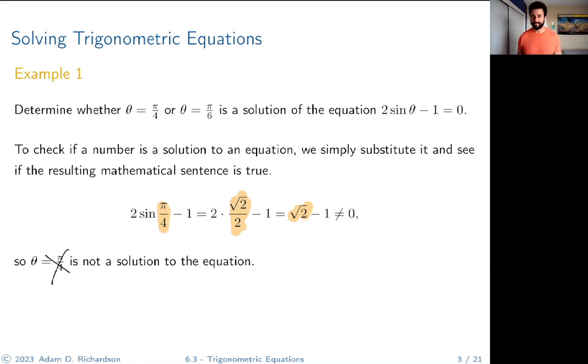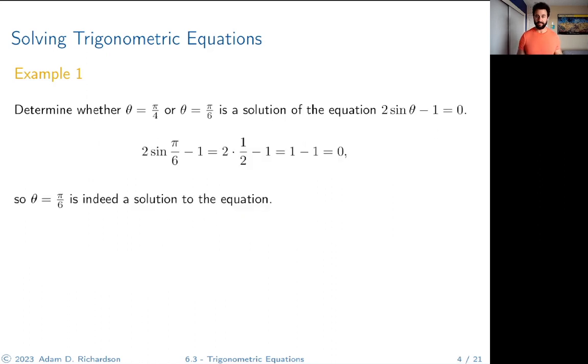However, if you instead plugged in pi over 6, you would get this. Sine of pi over 6 is 1/2. How do you get that? You think about the unit circle. Then 2 times 1/2 is 1, so you get 1 minus 1, which is equal to 0. And so we're good with pi over 6. So pi over 6 is a solution. Pi over 4 is not a solution. So that's how you can check.